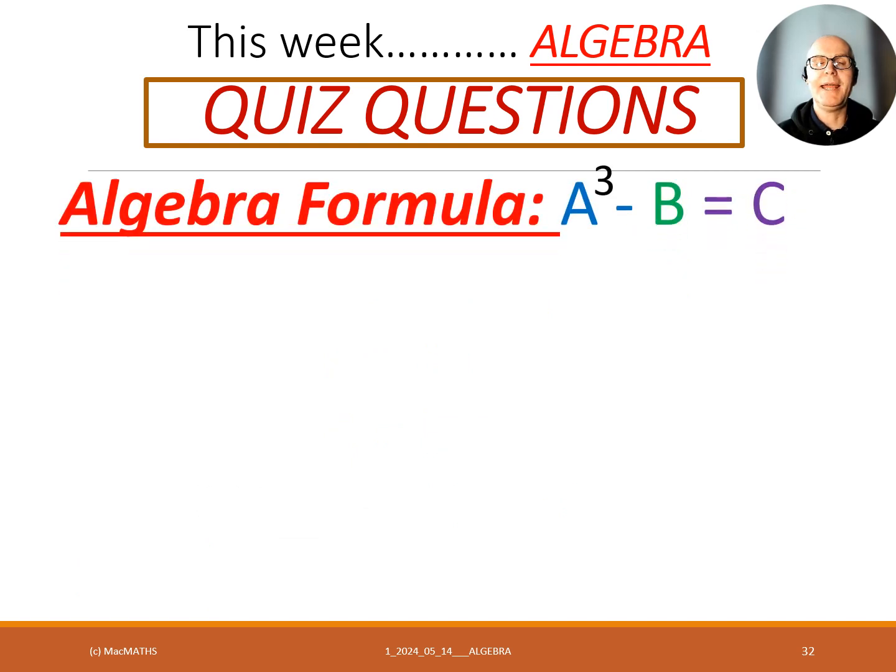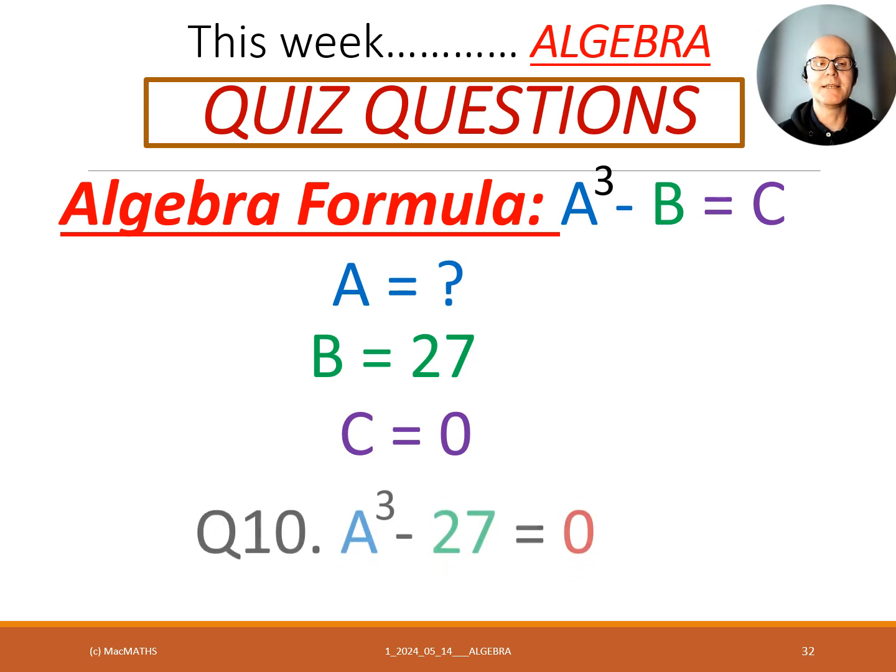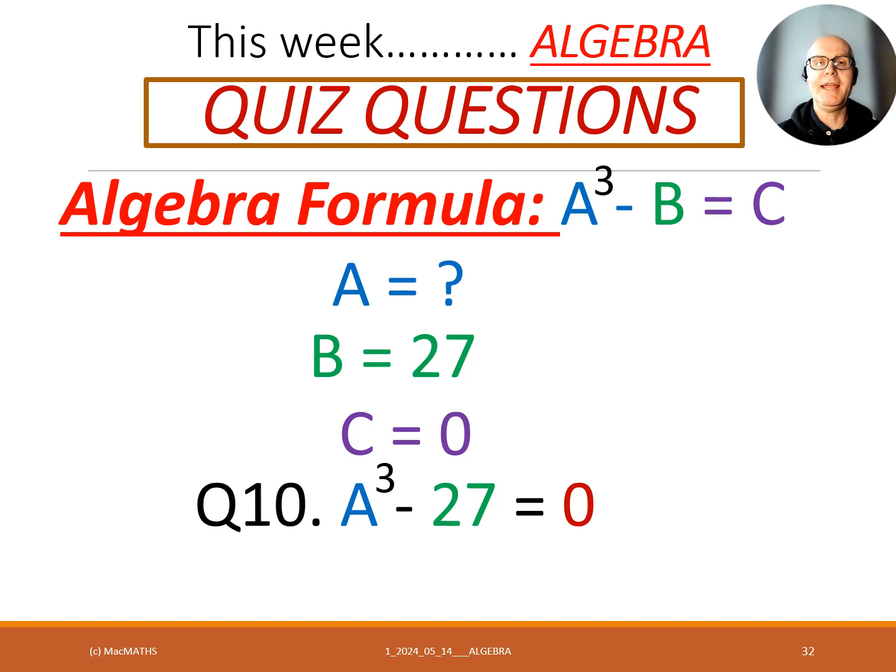Next question. A cubed minus b equals c. So a times a times a, minus b, equals c. A cubed. Here's the values we know, and here is our target, again to find out what a is. Put the values in. A cubed minus 27 equals 0. What number minus 27 equals 0?